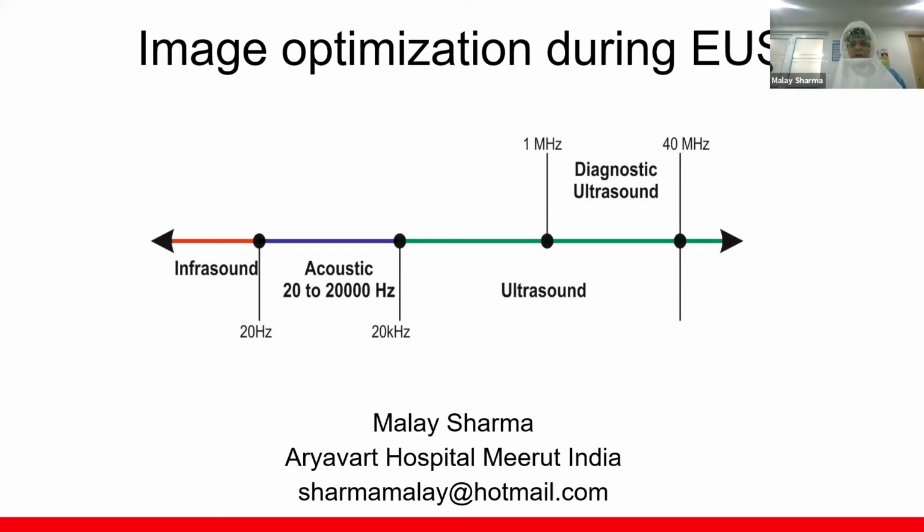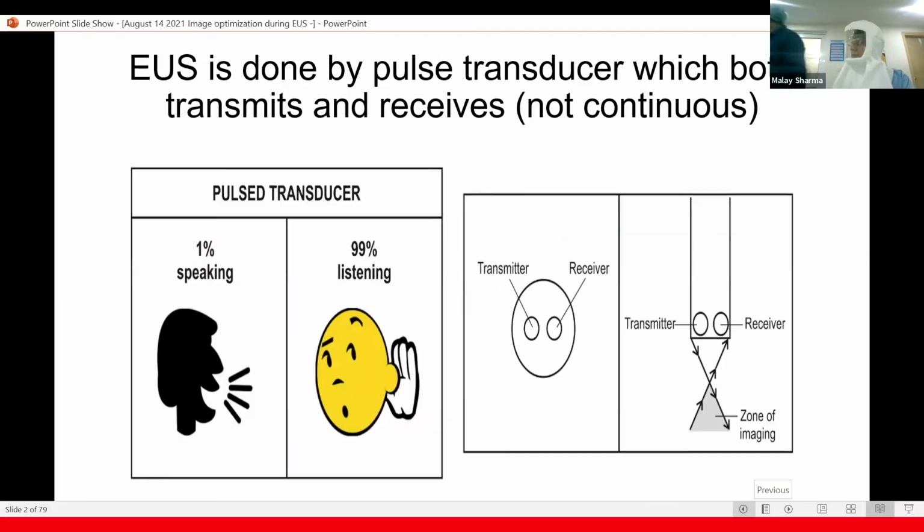Image optimization during endoscopic ultrasound. When we do endoscopic ultrasound, we have infrasound and ultrasound. Infrasound is less than 20,000 hertz, ultrasound is more than 20,000. Endoscopic ultrasound is done by a pulse transducer, which transmits and receives.